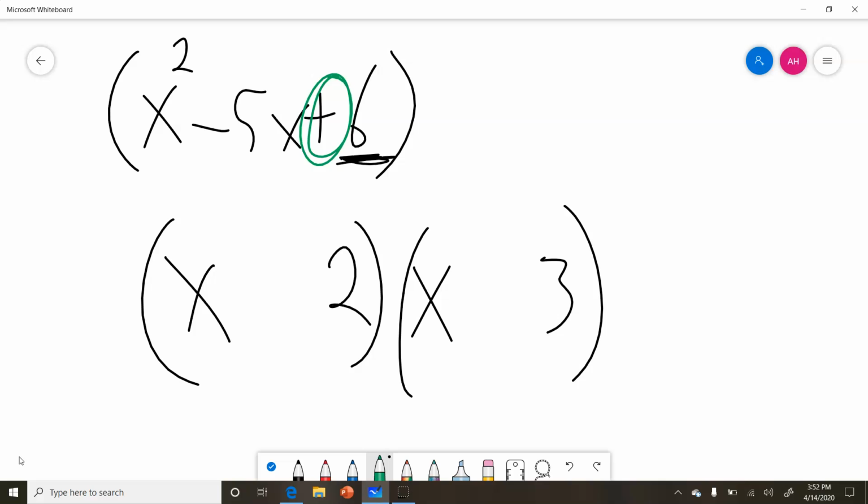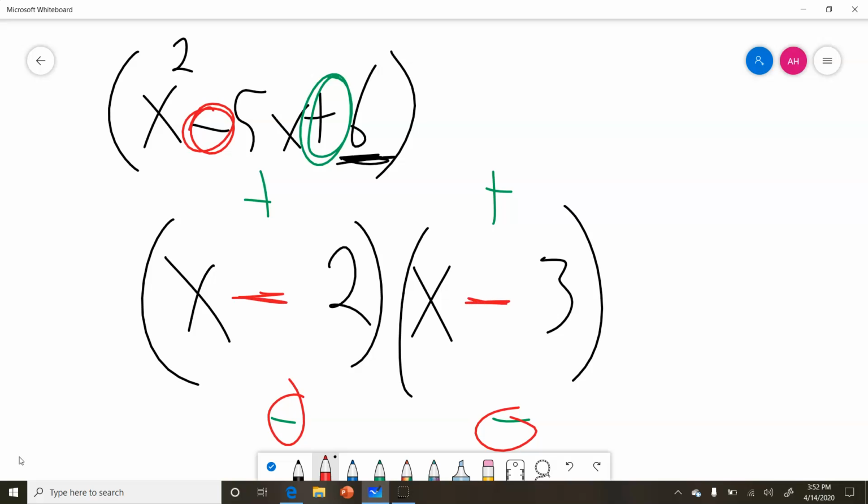So we know that they're either going to be both positive, positive, or negative, negative. Those are our options. Now let's look up here. This guy is a negative, so that means that leaves us with this option for negative, negative. So we do negative and negative.